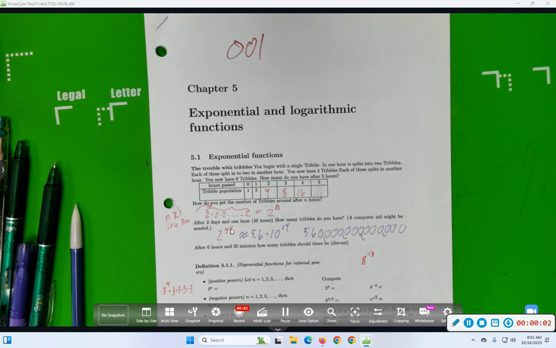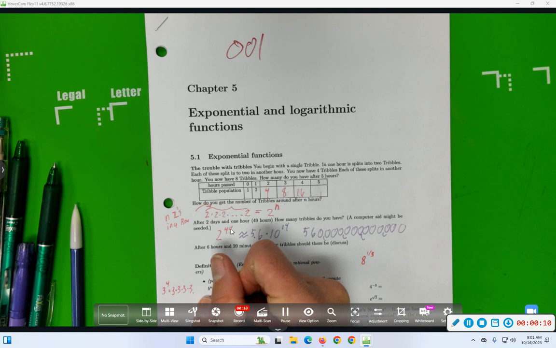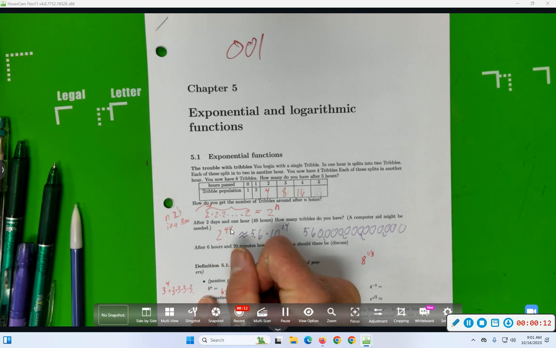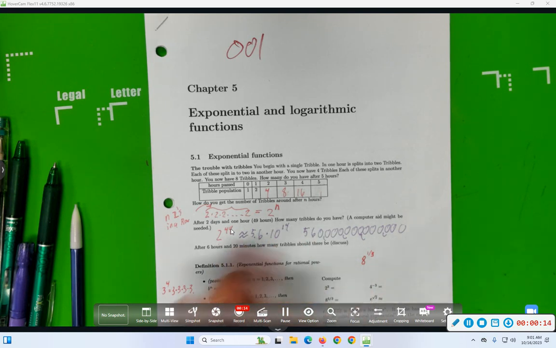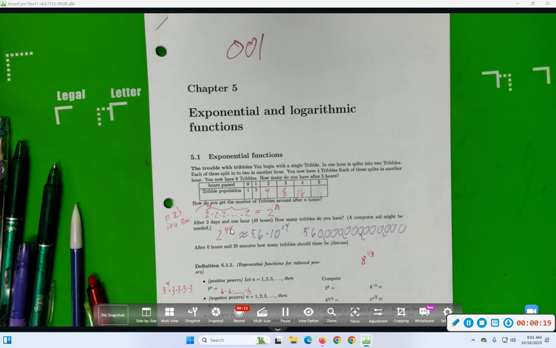If you have any base b and you raise it to any natural number, all exponentiation means is iterated multiplication. B to the n is b times dot, dot, dot, times b, and how many are written down? n of them.